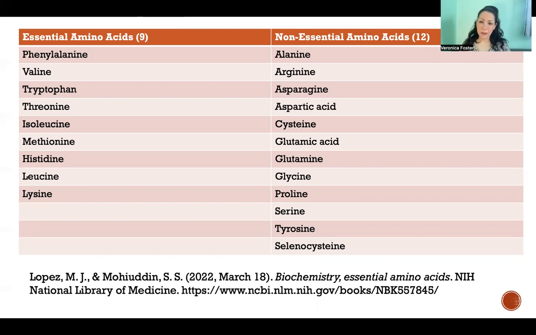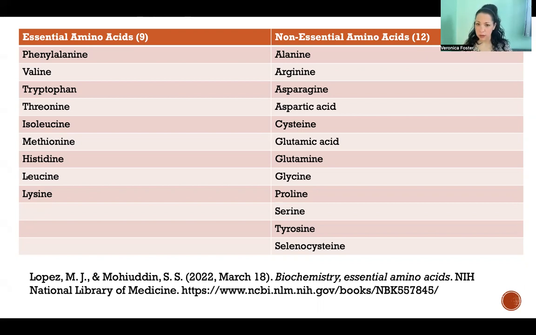Now you might be wondering, why do we care about a non-essential nutrient if we can produce it and don't have to eat it? Well, the reason we care is that sometimes those non-essential amino acids can become what's called conditionally essential, meaning that under certain conditions, we do need to get that nutrient from the diet because we're not producing enough to meet our body's needs.